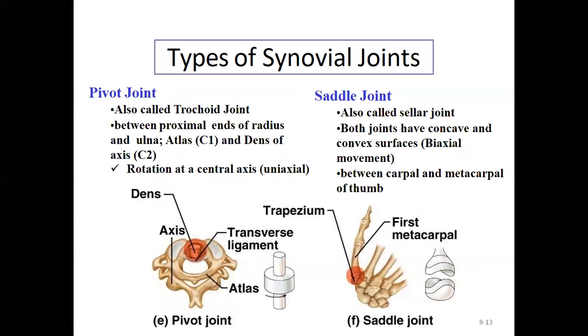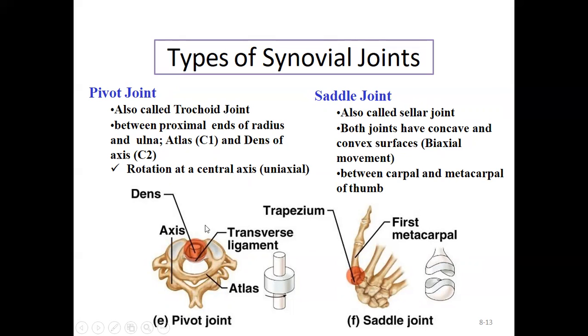You have your pivot joints. These are also called trochoid joints. These occur at the proximal ends of the radius and ulna, so your lower arm bones. They also occur between your atlas and the dens of your axis. So between C1 and C2, you have a pivot joint that allows the rotation of those bones around a central axis.